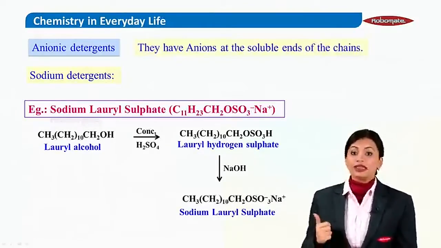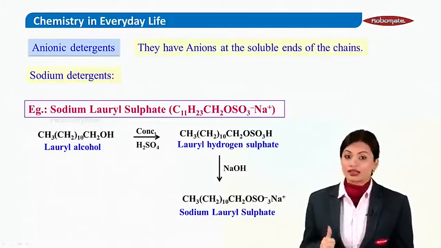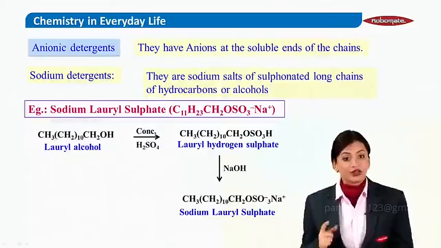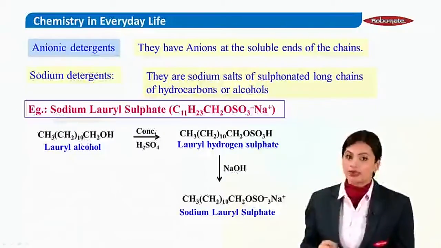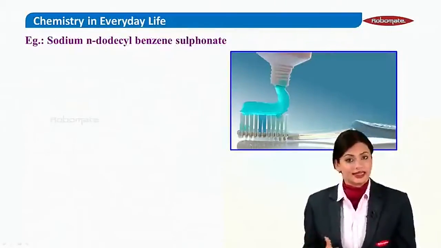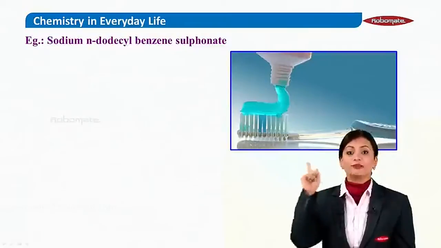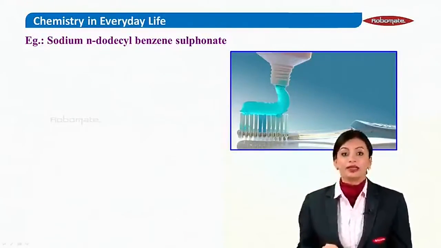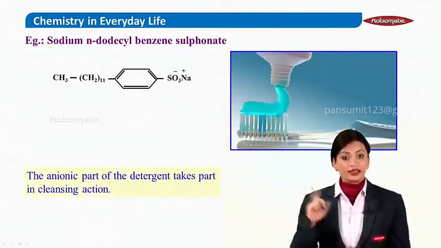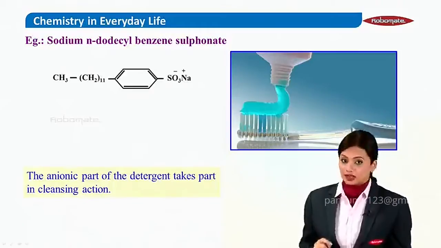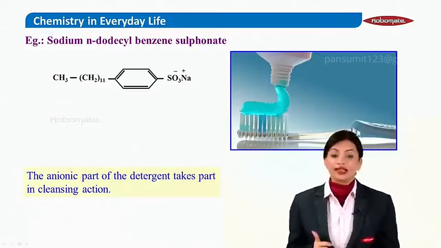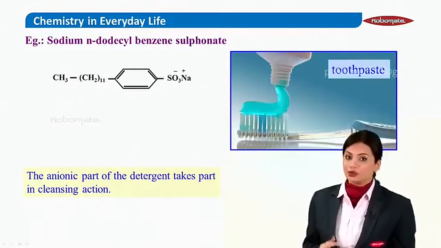Now children, these anionic detergents have anions at the soluble ends of the chains, and they are sodium salts of sulfonated long chains of hydrocarbons or of alcohols. Now, anionic detergents, let's see an example. The example is sodium N-dodecyl benzene sulfonate. This is the structure. Yes children, now we see that in this structure, the anionic part of the detergent is what is going to be taking part in the cleansing action. Now we see that anionic detergents are used while making toothpastes.